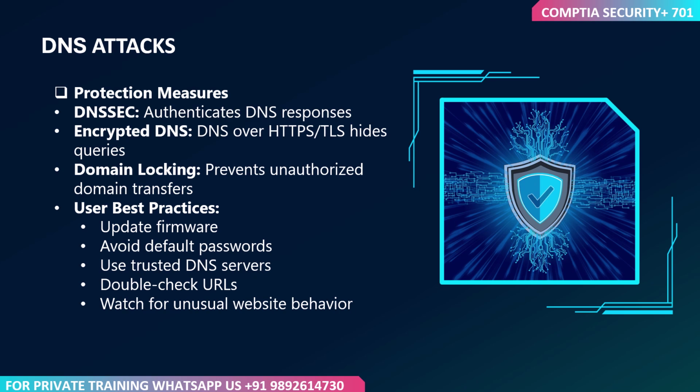If you are running a website, consider enabling domain locking, which makes it harder for your domain to be transferred without your permission. On a personal level, always make sure your devices, especially your routers, have the latest firmware updates. Don't use default passwords, and use trusted DNS servers whenever possible. Always double check the URLs you are typing. Be extra careful with spelling, especially for banking and email sites. And if something seems off, like a website asking for weird information or looking slightly strange, trust your instincts. It might be a sign that something fishy is going on.